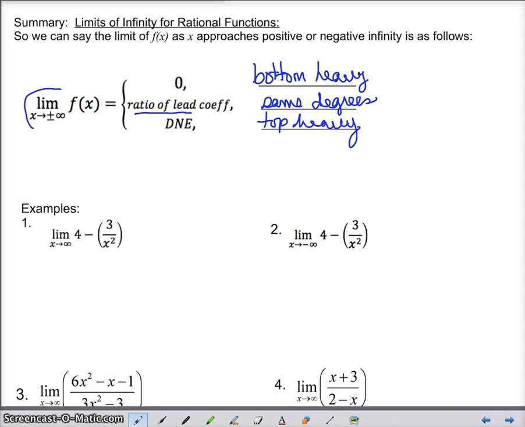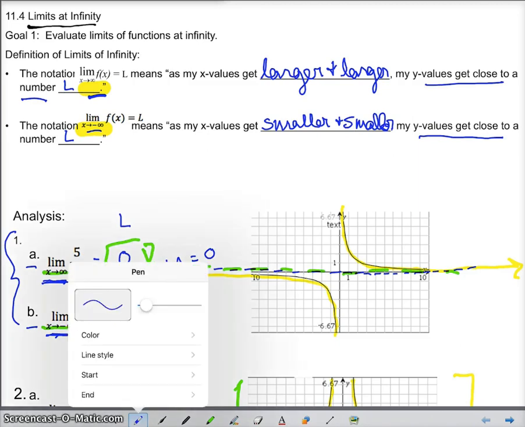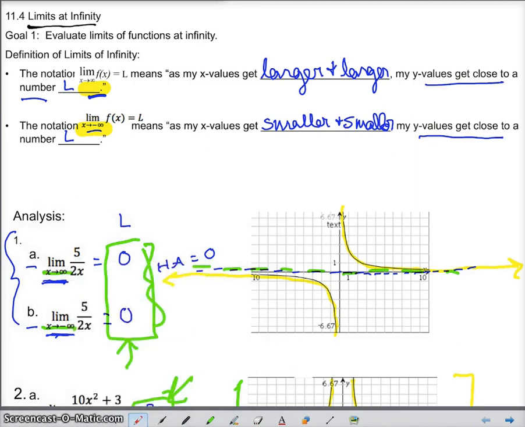And because limits as x approaches positive and negative infinity match that, as long as you know whether the function is top heavy, you can find the limit. In number 1, a and b, the degree of the numerator was 0. The degree of the denominator was 1. This function was bottom heavy. Our horizontal asymptote was 0. Therefore, our limit was 0.